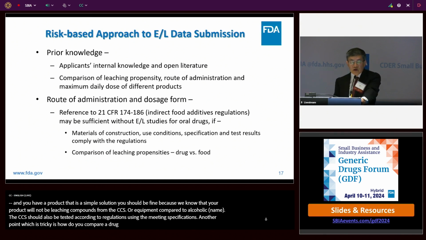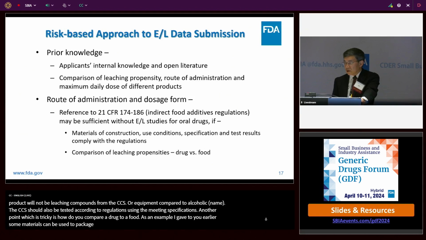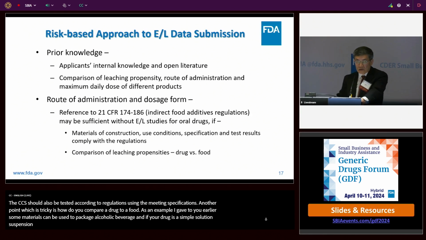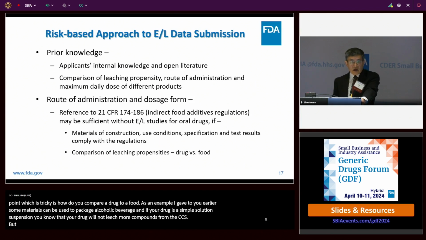As an example I gave to you earlier, some materials can be used to package alcoholic beverages. And if your drug is a simple aqueous solution or suspension, then that is straightforward, knowing that your drug will not leach more compounds from the CCS compared to food. But vice versa may not be okay. So just be careful when you compare a drug product to a food product.